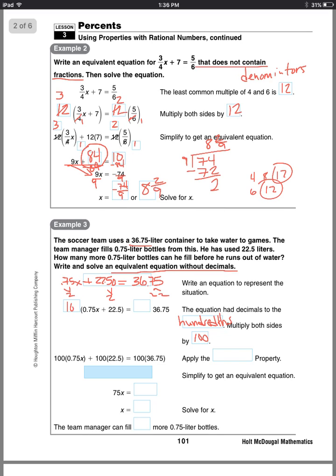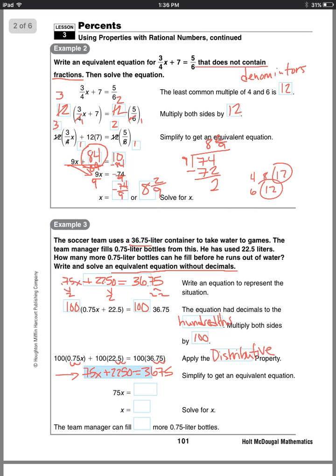So we're going to multiply the left side by 100 and the right side by 100. What that does is that moves the decimal over 2 places for each decimal number. So we can apply the distributive property how they have, and we're going to do 100 times 0.75x plus 100 times 22.5 equals 100 times 36.75. So it's going to move the decimal twice here, and we get 75x. It's going to move the decimal twice here, and we get 2,250 equals, and it's going to move the decimal twice here, 3,675. Okay, now we have again a two-step equation like we did above.